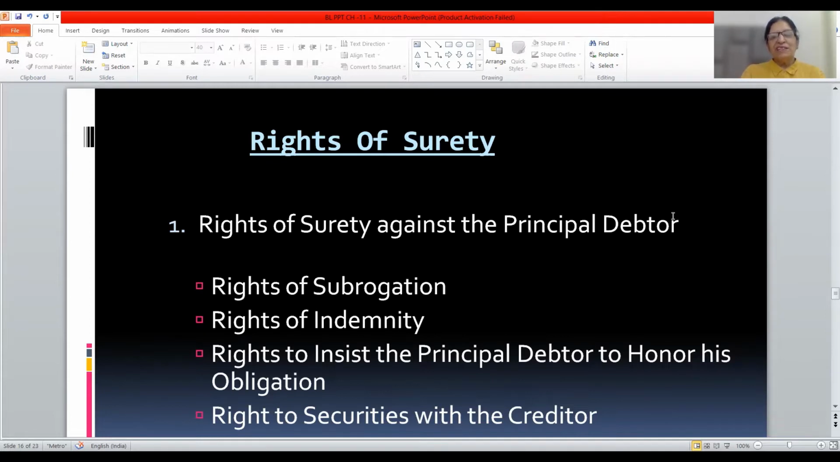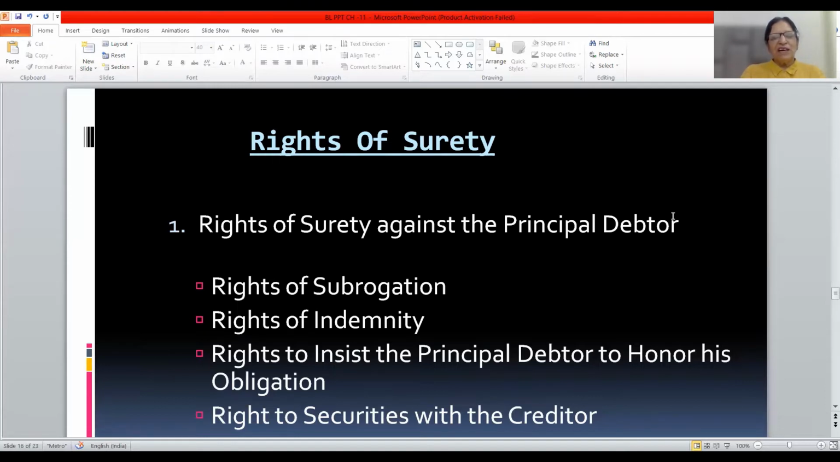So the question arises, how can we say the amount he has paid is wrongful? Let us presume, friends, the debt has become time-barring debt against both the parties, surety and the principal debtor. Still, the surety has paid the amount. Then in that case, surety will not be indemnified by the principal debtor because here right payment has not been made. Moving ahead, rights to insist the principal debtor to honor his obligation.